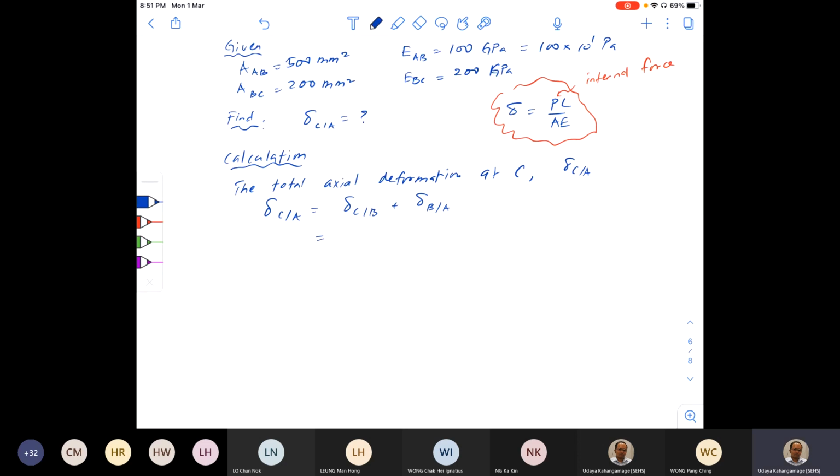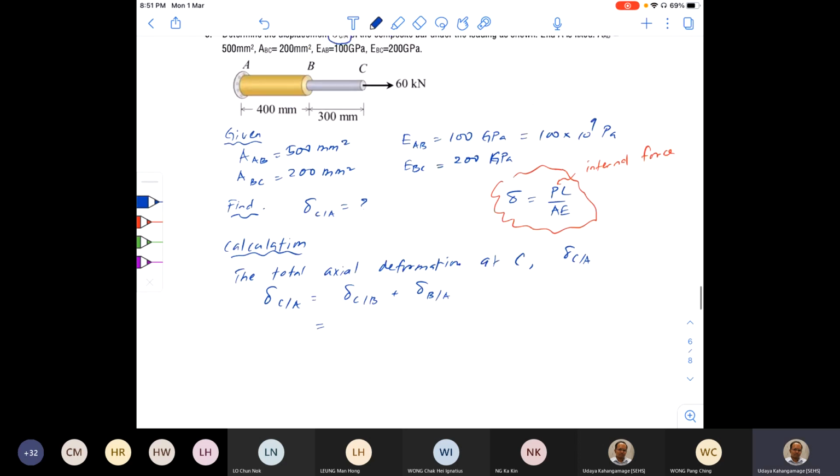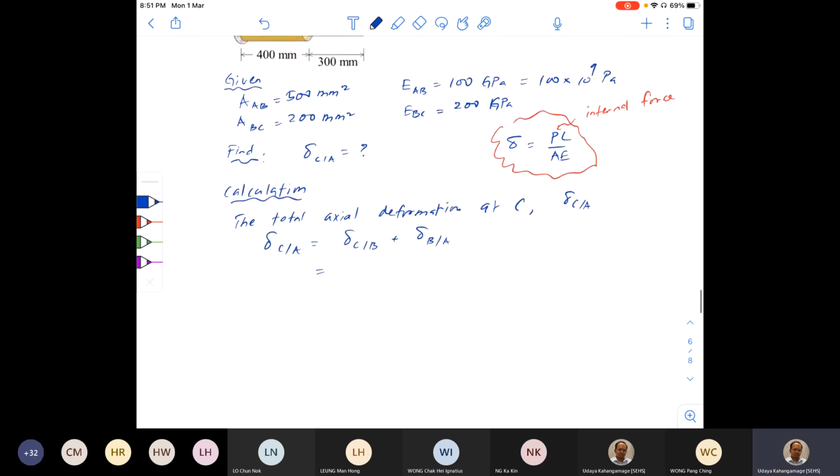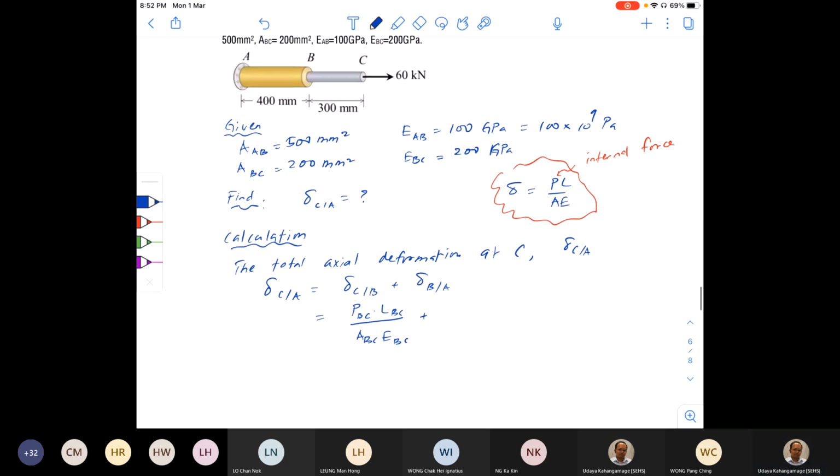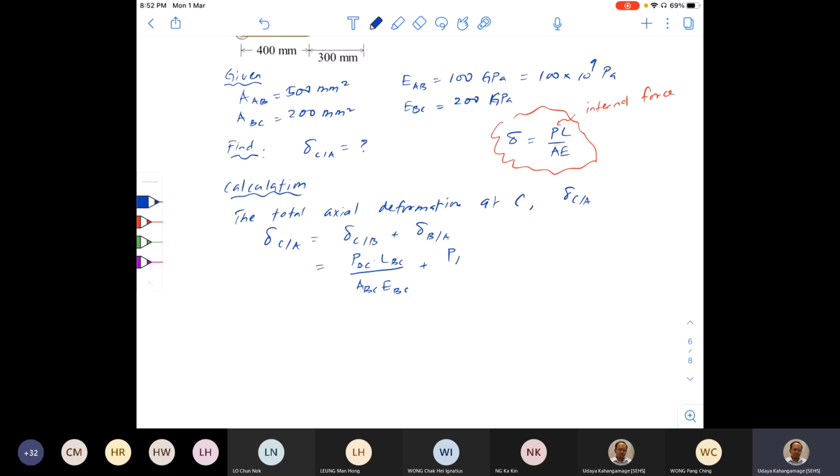And we can write this delta C with respect to B, that is from B to C, everything is constant. Therefore, I can apply the PL over AE equation. It's going to be P BC into L BC over A BC E BC plus, from A to B, it is P AB into L AB divided by A AB into E AB.